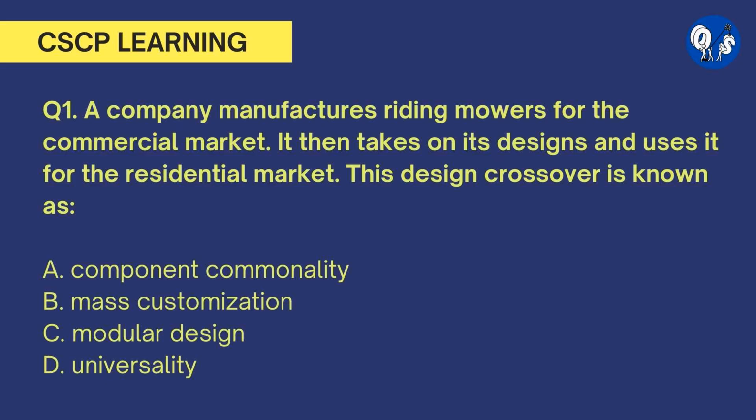Let's start with question number 1. A company manufactures riding mowers for the commercial market. It then takes on its designs and uses it for the residential market. This design crossover is known as A. Component commonality, B. Mass customization, C. Modular design, D. Universality. The correct answer is D.